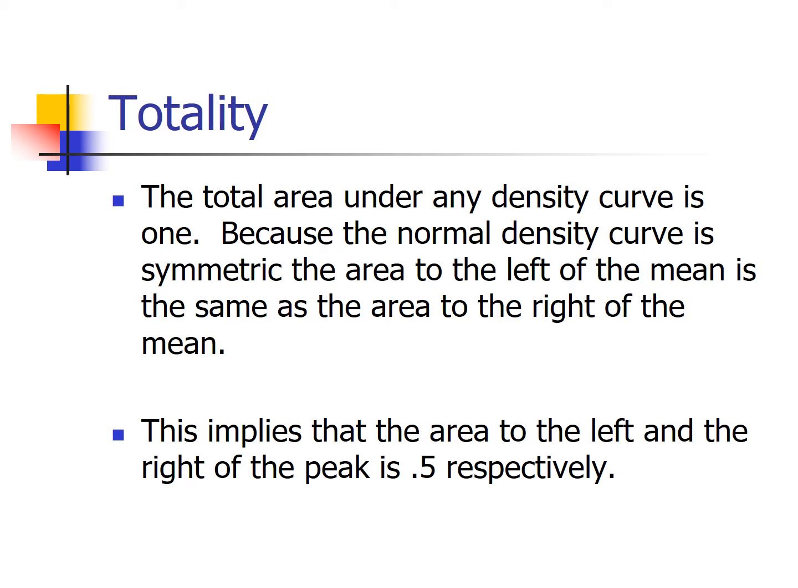Now, mathematically speaking, the total area under any density curve is 1. That's the whole area. Because the normal density curve is symmetric, the area to the left of the mean is the same as the area to the right of the mean, which means that the mean splits the bell curve in half. There's 50% to the left of the mean, 50% to the right of the mean. This is sometimes a useful fact for us to know.